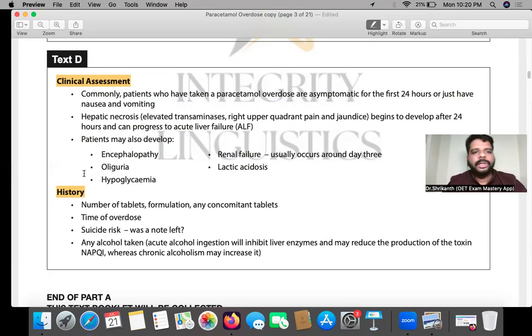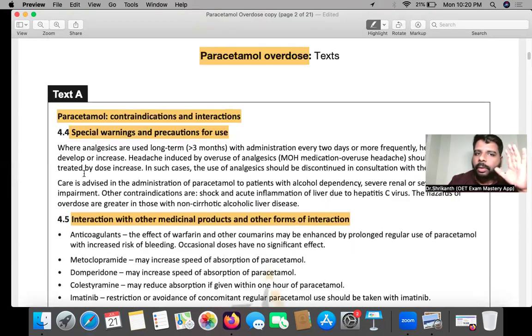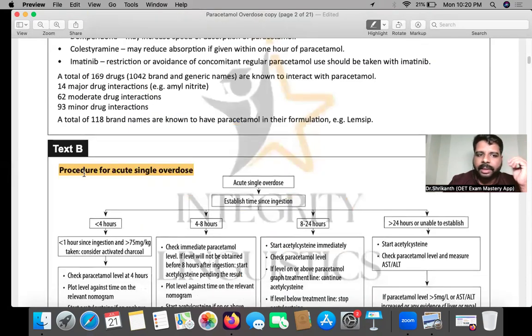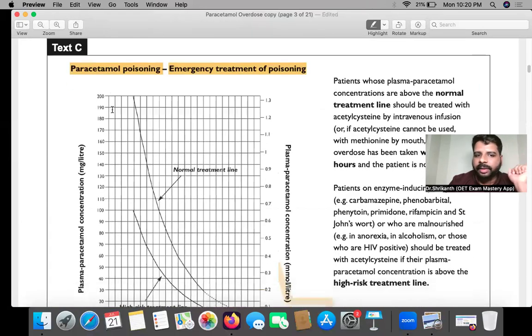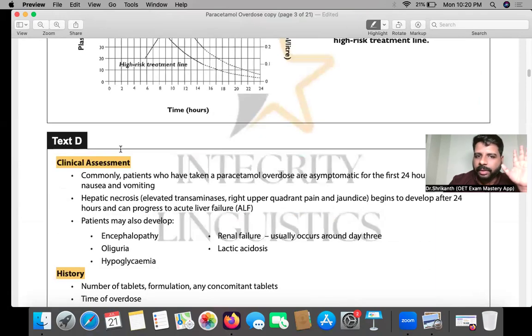Now you see over here, text A is what? Contraindications and interactions. Text B is the procedure for acute single overdose. Text C is emergency treatment, and text D is clinical assessment. Now see, maximum 20 seconds. Within 20 seconds, you have a very clear idea of what information is coming under text A, B, C, and D.